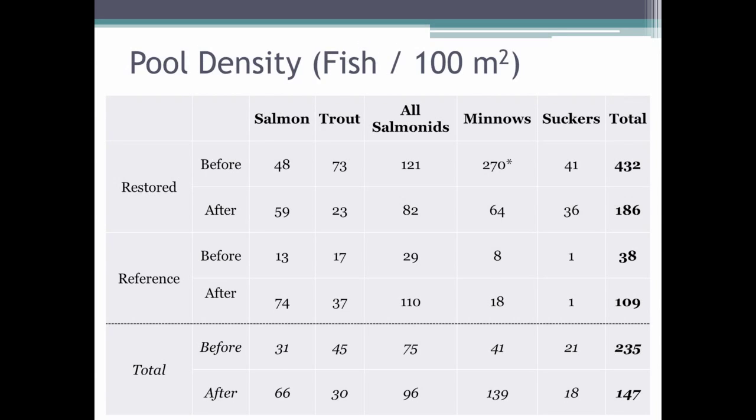Now, when we went back and looked at the data, we see that this really high density of 270 minnows per 100 square meters was really driven by two catches in August of 2009 beforehand. At the restored site, we sort of hit a school of sticklebacks. We caught 512 sticklebacks in the pool and 130 sticklebacks in the pool. And those were very, very warm days. So certainly that had influence on this number and has driven this up to a fairly large density.